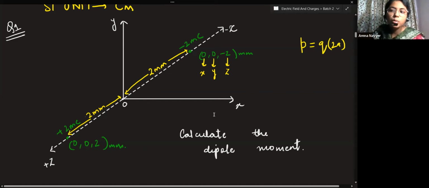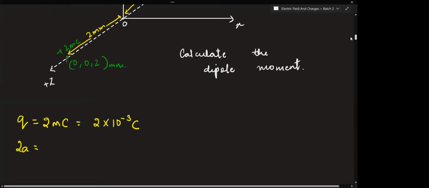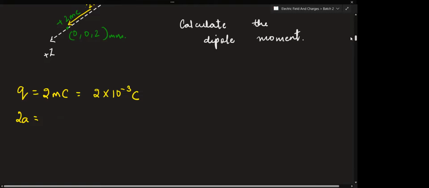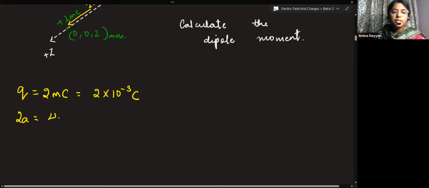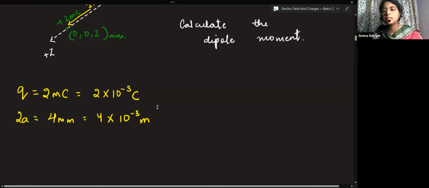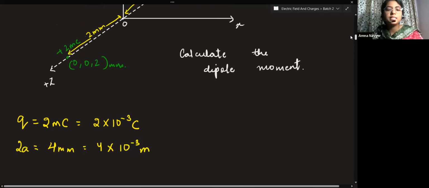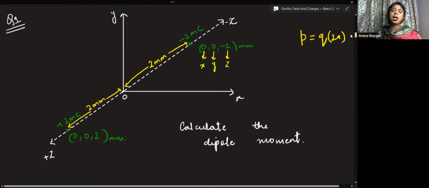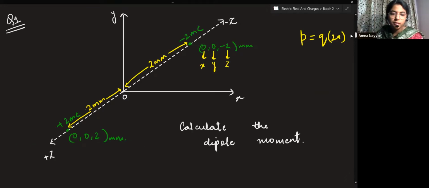And Akifa, you missed your conversion. 4 millimeters is there, 4 centimeters is not given. So I think that's why there must be an error in your answer. This separation is 4 millimeters, and 4 millimeters means 4 into 10 to the power minus 3 meters. Now tell me, is there any doubt till here? How we have taken the separation? Is it clear to all of you? Should I repeat it?